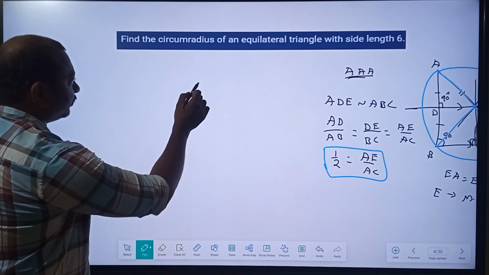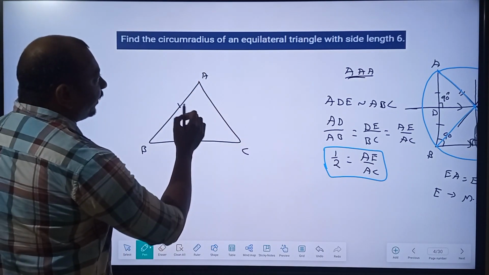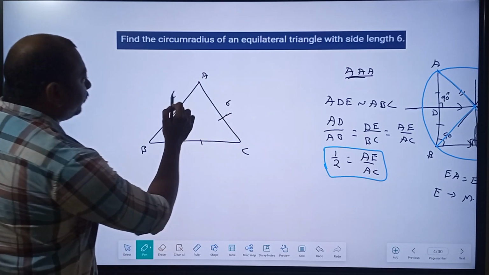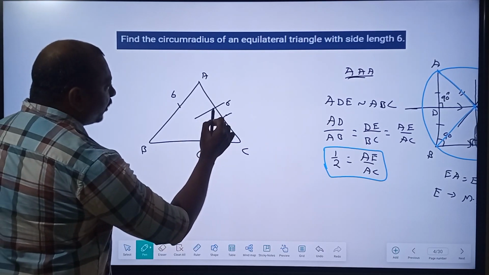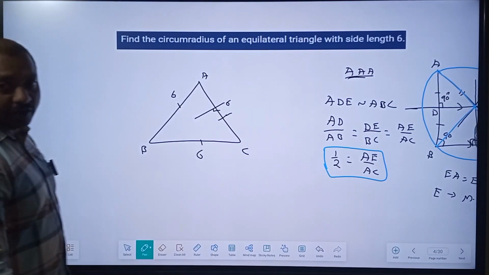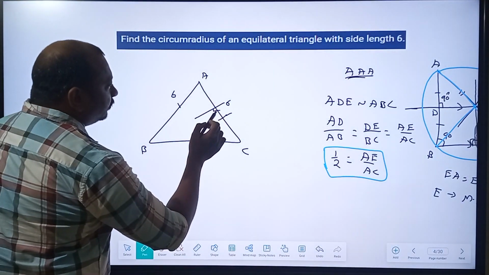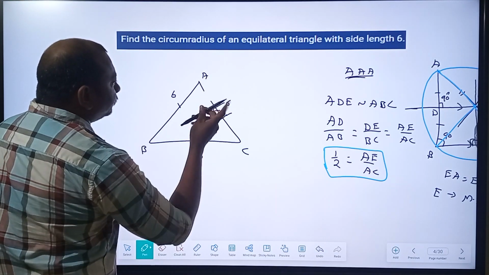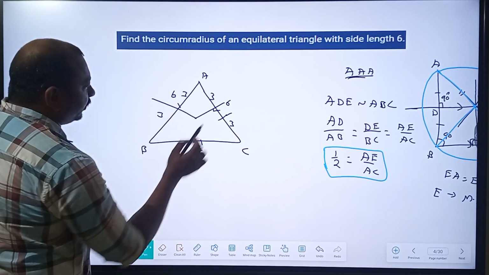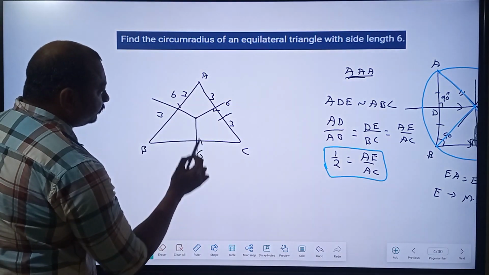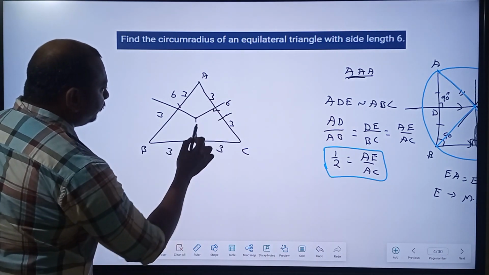Circumradius of an equilateral triangle they are asking. Some triangle ABC and side length 6. Okay, perpendicular bisectors definitely pass through the midpoint of this side, because of the isosceles triangle. Perpendicular bisector means it passes through the midpoint of this line. Right, so this value will be 3, this is 3, here also 3, here also 3.